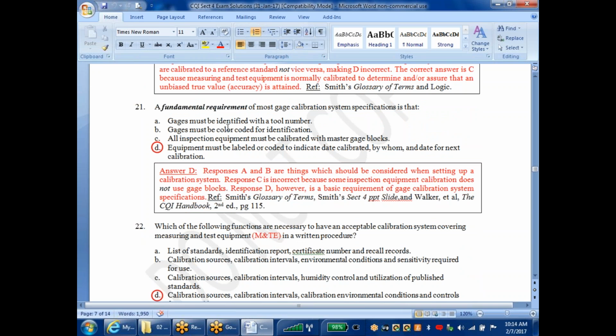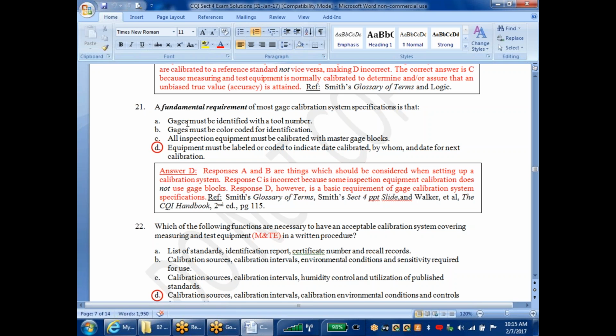21, a fundamental requirement. Now this is going to be something basic of most gauge calibration system specifications. When I look at A and B, I ought to consider that. We talked about that. Equipment has got to be identified with a unique number when you're setting up your system. But look at the answers and then see.